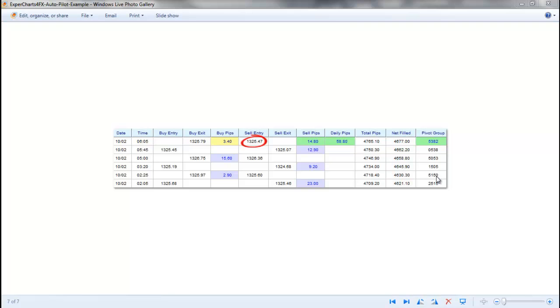And the last column there is the pivot group. We've got a pivot point calculator and a pivot point forecaster built into the program, and you can actually use both of those when you're actually looking at this pivot point group.